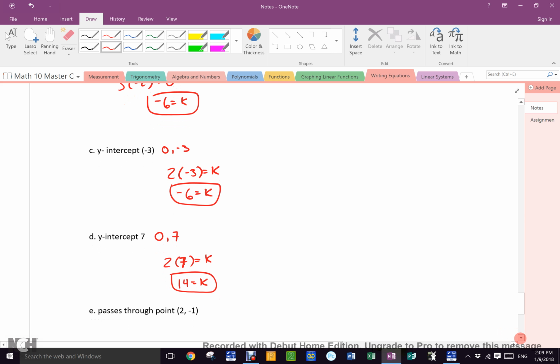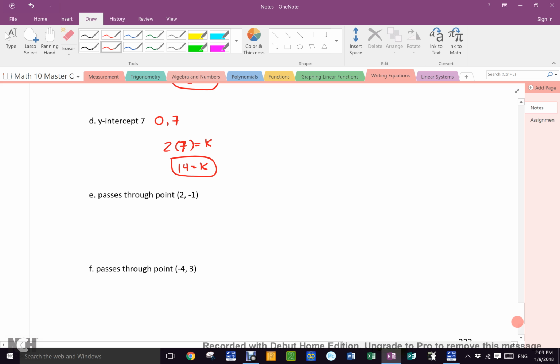Now, what's different about E and F? I got both coordinates, so nothing's dropping out, is it? So I got 3 times what? 2 plus 2 times what? -1 equals what? Equals what? K. Solve it. What's 3 times 2? 6. What's 2 times -1? -2 equals k. What's 6 minus 2?